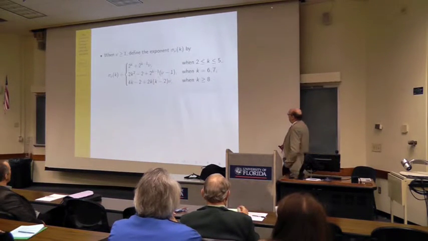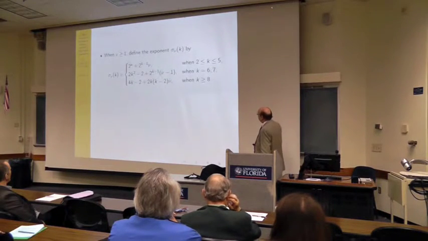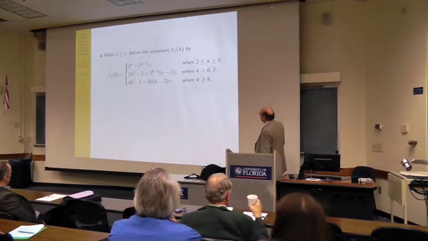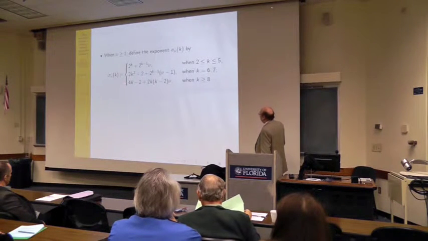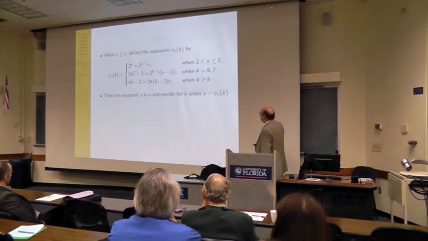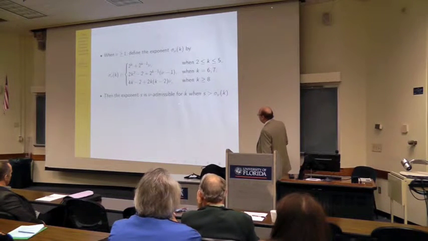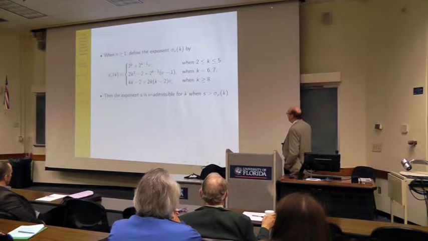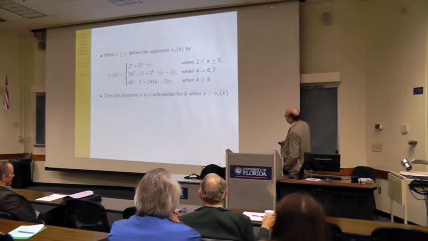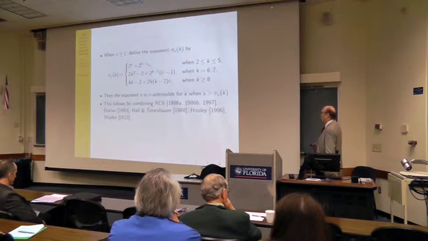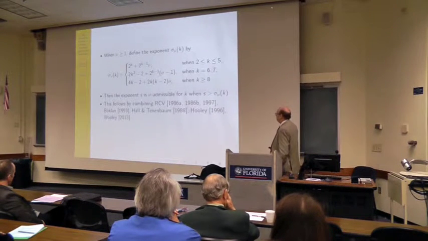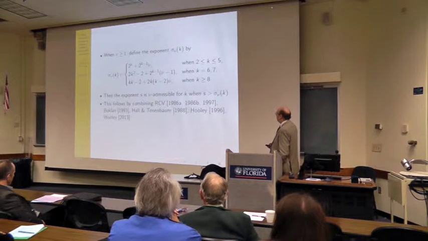Okay, so we're going to define an exponent. It doesn't really concern us very much what the actual values are, mainly that it exists. And as I say, with the very recent developments, one can probably improve this a little bit. Then we can show that s is nu admissible for k when s is greater than this function. So the main thing to say is the existence of the function. And this is certainly out of date now, but I'm not very concerned about that.